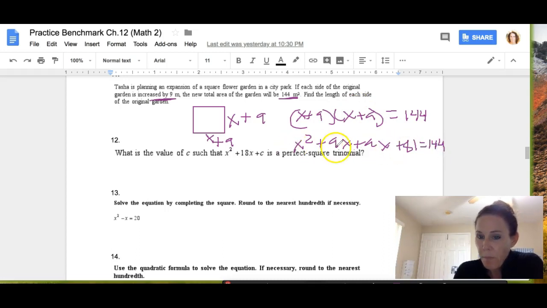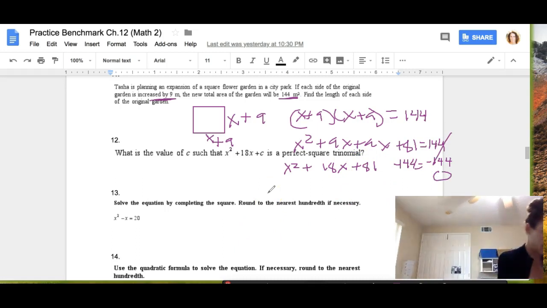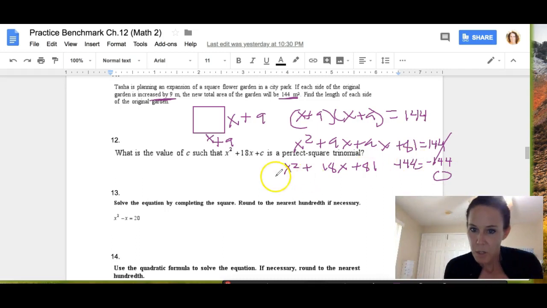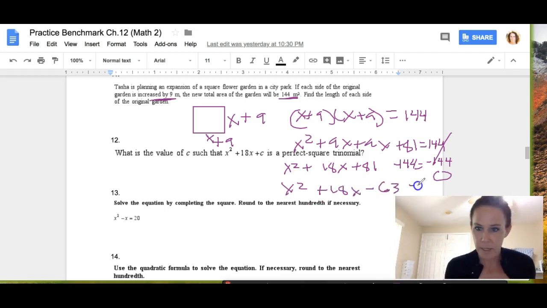Now, I need to get everything on one side and simplify, so I'm going to go x squared plus 18x plus 81. And now I want to move 144 to this side. So I'm going to subtract 144 from both sides. And by doing that, that's 0. So now I have to do 81 minus 144. What is that? 81 minus 144 is negative 63. So what I'm going to get is x squared plus 18x minus 63 is 0.